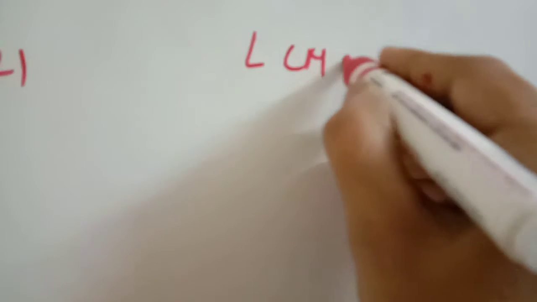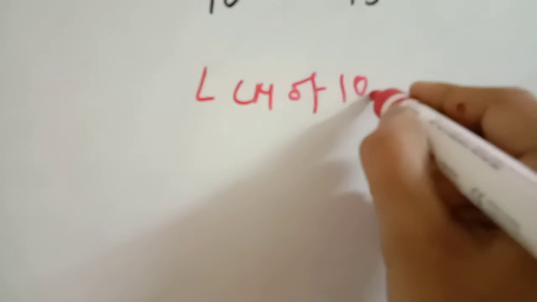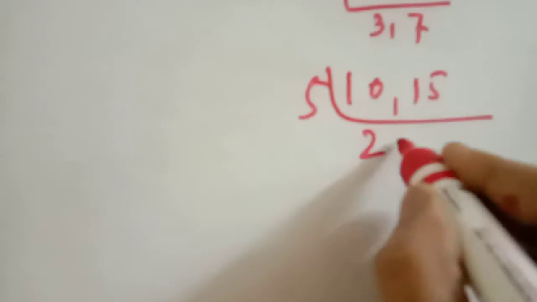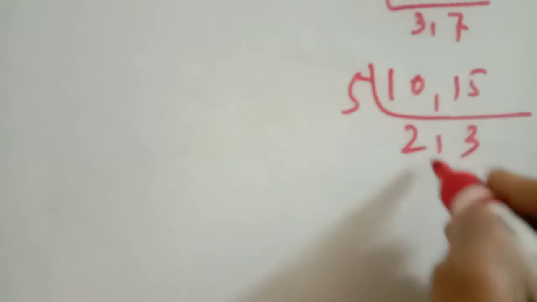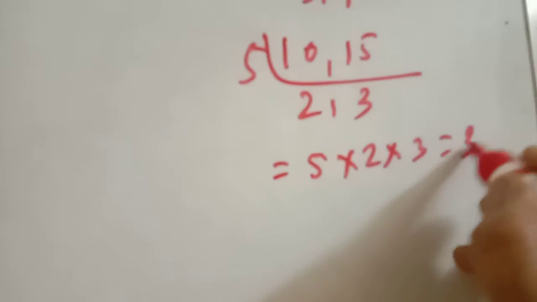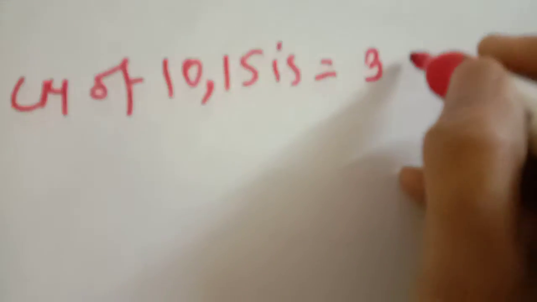LCM of 10 and 15, you have to do in the rough work. 10 and 15, you can divide both the numbers by 5. 5 twos are 10, 5 threes are 15. So the LCM is 5 into 2 into 3 equal to 30. So the LCM is 30.